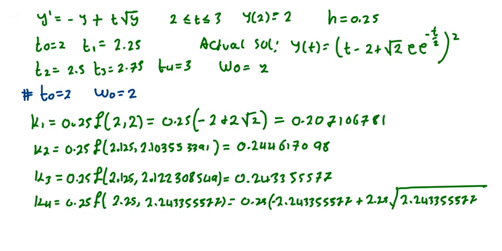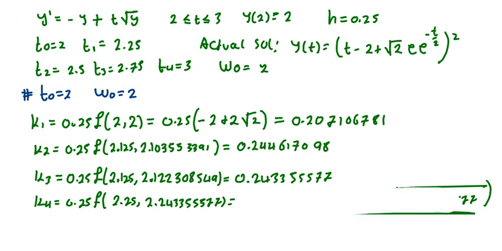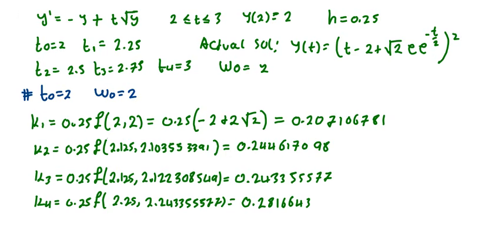So it's all about now working with your calculator. Punch that on your calculator. You're going to end up with some value like 0.281664355. So we basically have everything that we need now. We have our K1, we have our K2, K3, as well as K4.